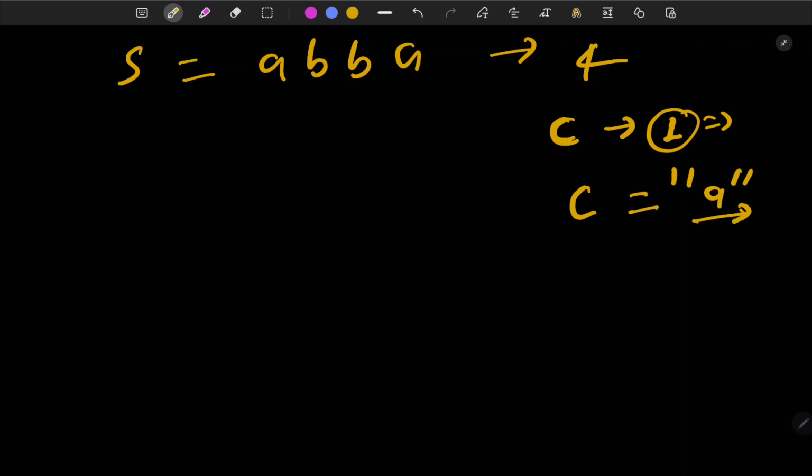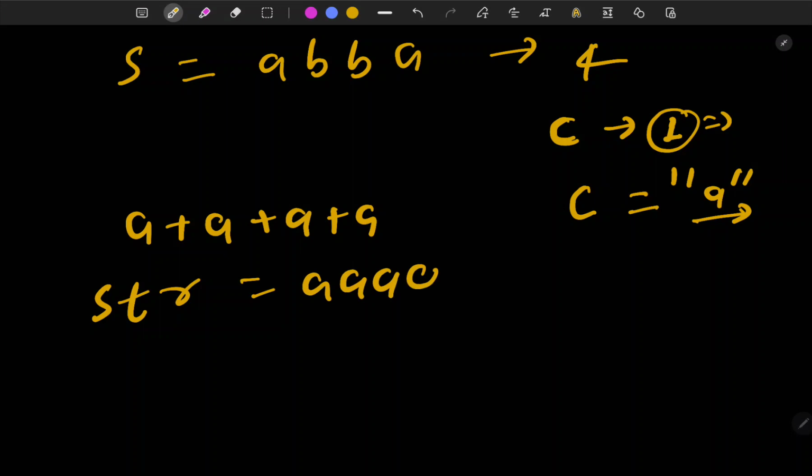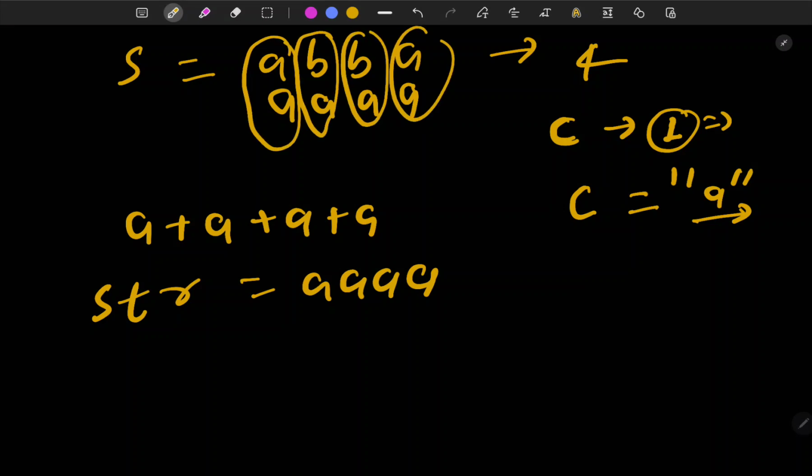So my C is A. If I am concatenating it 4 times, like S dot length is basically 4, then what will I get? I will get str equal to this. And if I compare this, then what am I getting? Equal, good; unequal, not good; unequal, not good; equal, good. So basically I am getting unequal 2 times.